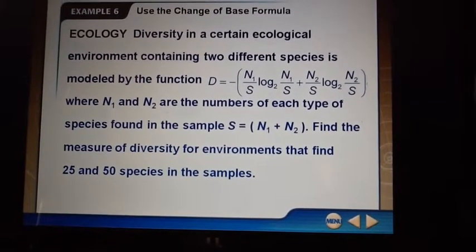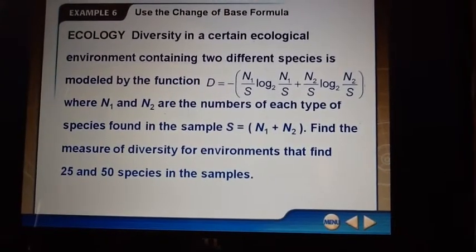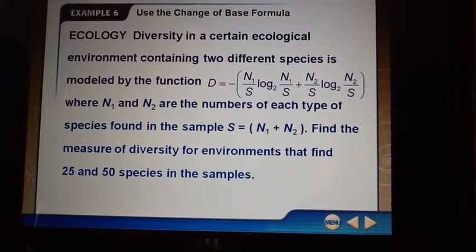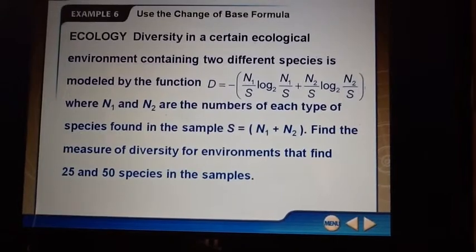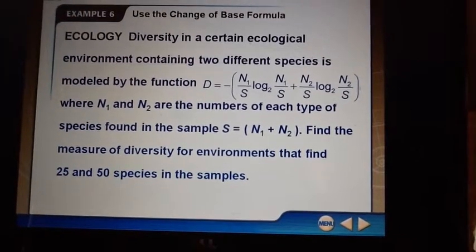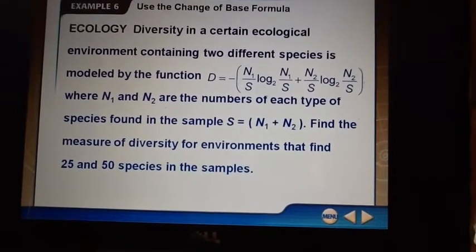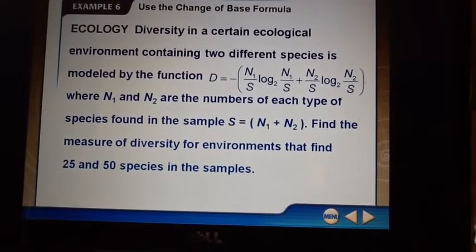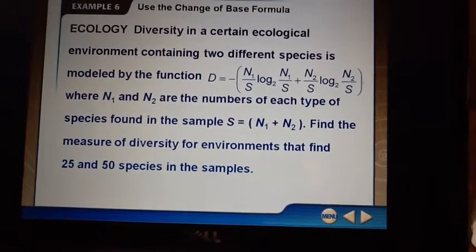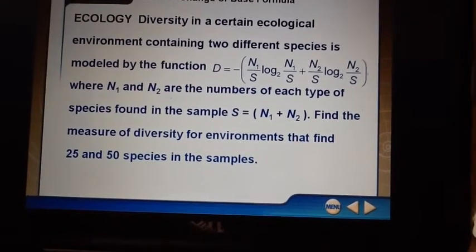Notice you have logs of base 2. N1 and N2 are the numbers of each type of species found in the sample S. And S happens to be N1 plus N2. What we want to find is the measure of diversity for environments that find 25 and 50 species in the sample.